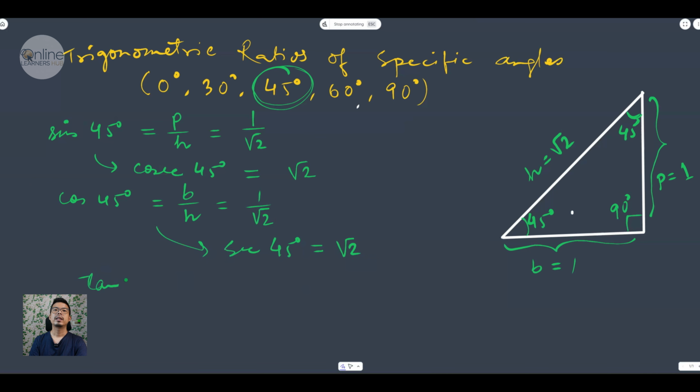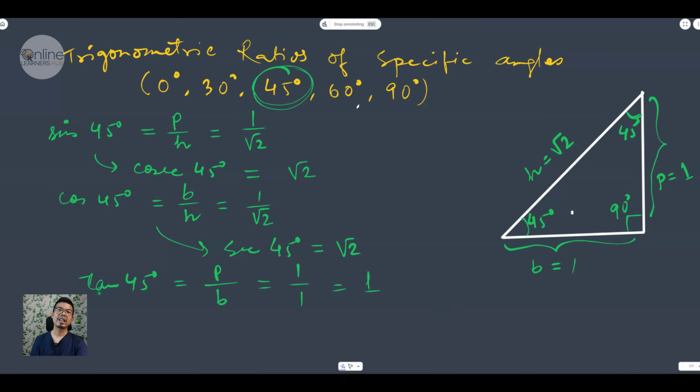Now, tan 45. What about tan 45? What is the ratio? Turn permanently brown. T stands for turn, T stands for tan. Permanently, P. Brown is B. So P by B. P is what? 1. B is what? 1. Because both are same, because it is an isosceles right angle triangle. So 1 upon 1 is always 1.